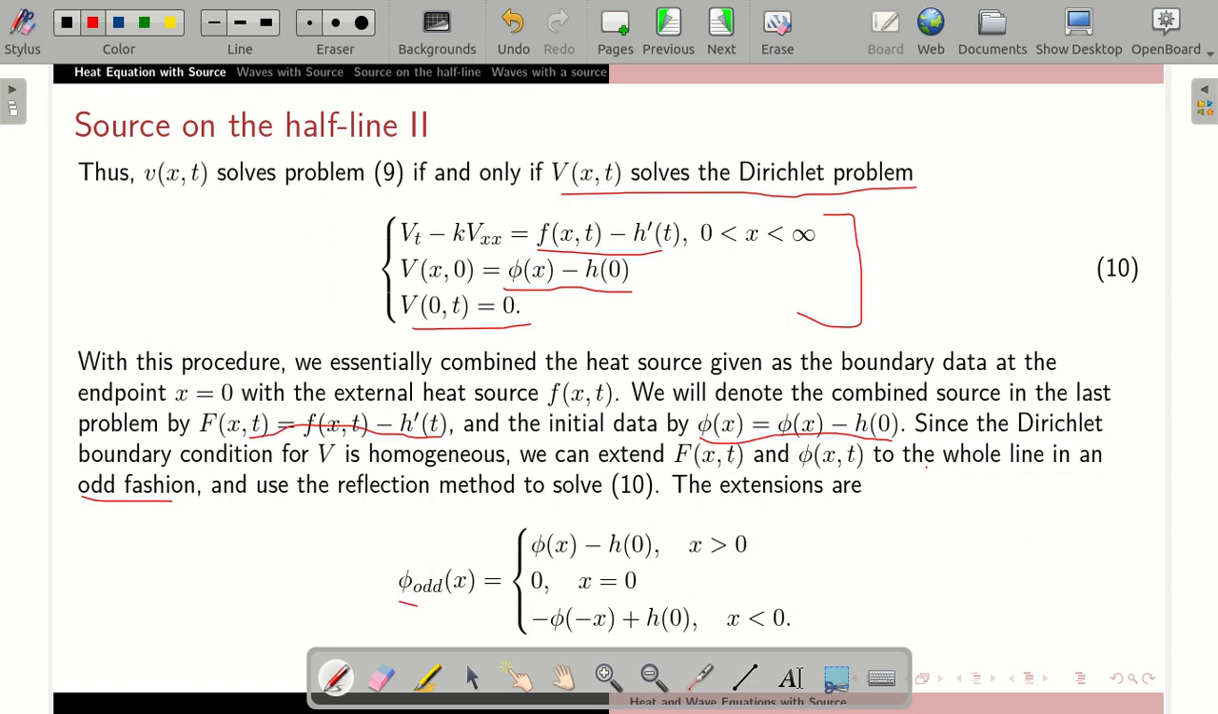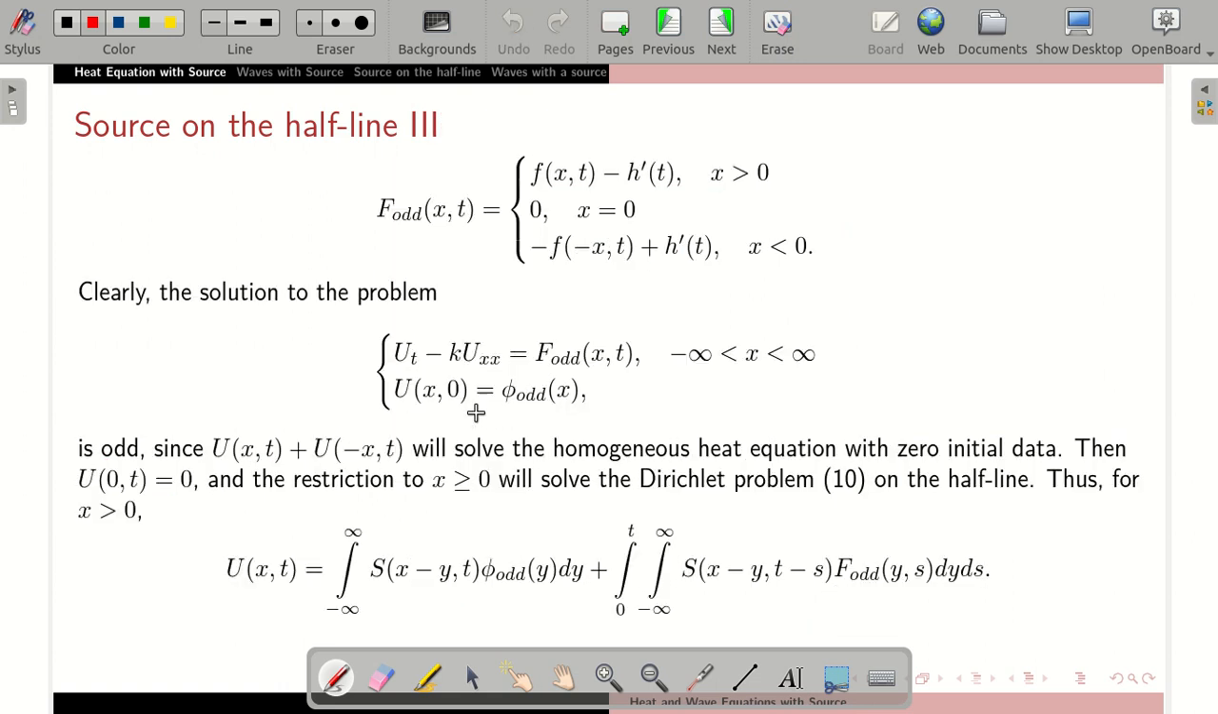So I extend phi by defining phi just phi x minus h0 when x is positive. It is 0 when x equal to 0, and minus phi of minus x minus h0 when x is negative. And same extension for f odd. F is right hand side, fxt minus h dash t when x is positive. It is 0 when x is 0, and replace x with minus x and minus sign outside. So minus f of minus xt minus h dash, so minus will be plus, there is no x inside, so just h dash t same when x is negative.